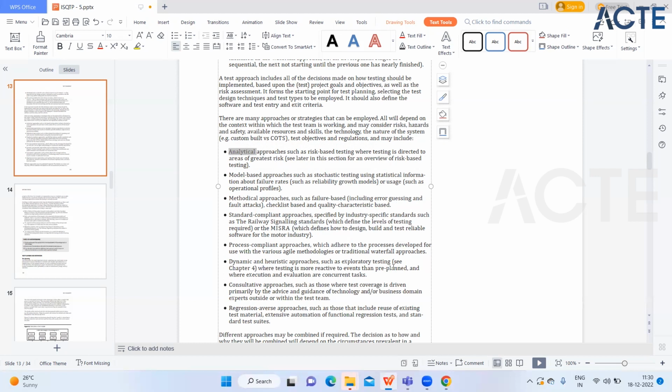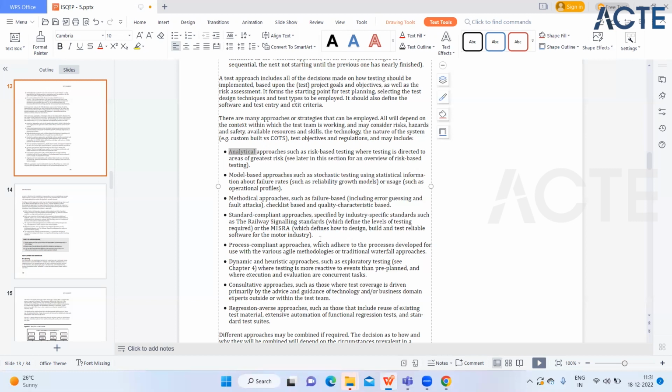After that, we have the standard compliant approach, specified by industry specific standards such as the railway signaling standards or MISRA, which defines how to design, build, and test reliable software for the motor industry. So for every industry we have a standard to comply with. For example, the food industry has a specified standard. If it's the healthcare industry, they have a particular standard to build the software or project or application. You have to follow these kinds of standards.